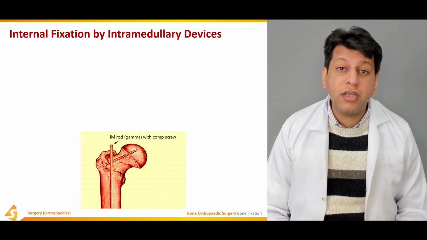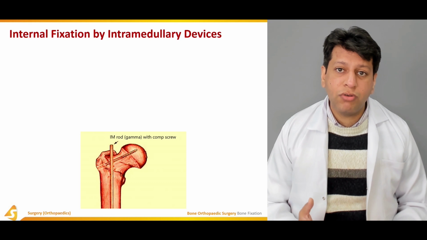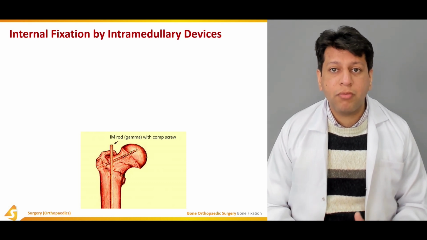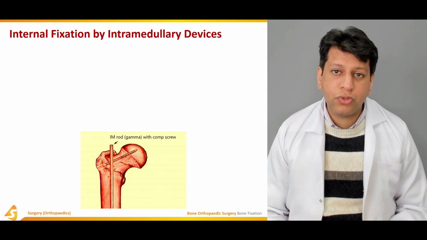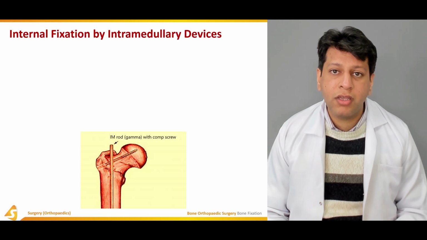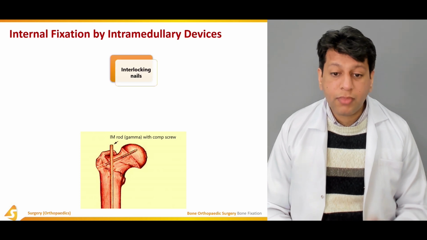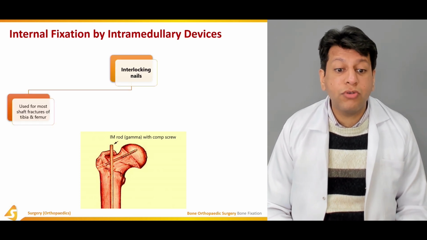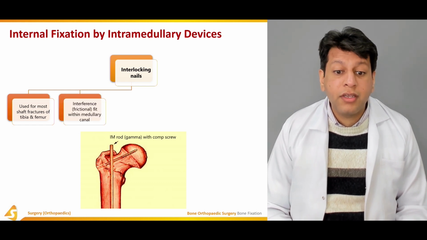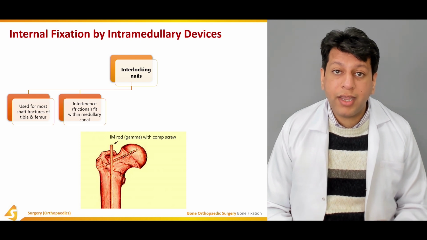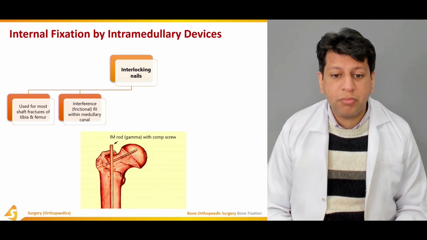Second, they are intramedullary, so they do not affect the periosteum. You do not need to take out the periosteum before placing the intramedullary fixation devices. Therefore, they're helpful because most of the blood supply of the cortex is coming from the periosteum, not from the bone marrow. Therefore, interlocking nails are used most for the shaft fractures of the tibia and femur, especially the diaphyseal fractures. They fit within the medullary canal and provide not only varus valgus but also rotational stability.